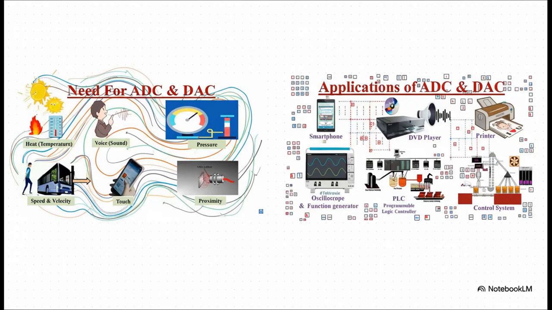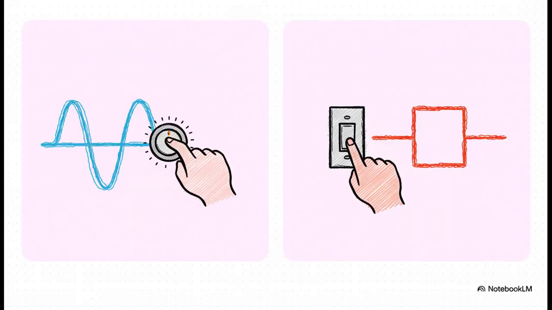On one hand, you've got the real world. Think about things like the warmth of a room, the sound of your voice, or even physical pressure. These things are all continuous. They're infinitely variable. We call this analog. But on the other hand, you've got our digital devices, our phones, our computers, and they only understand precise, separate pieces of information.